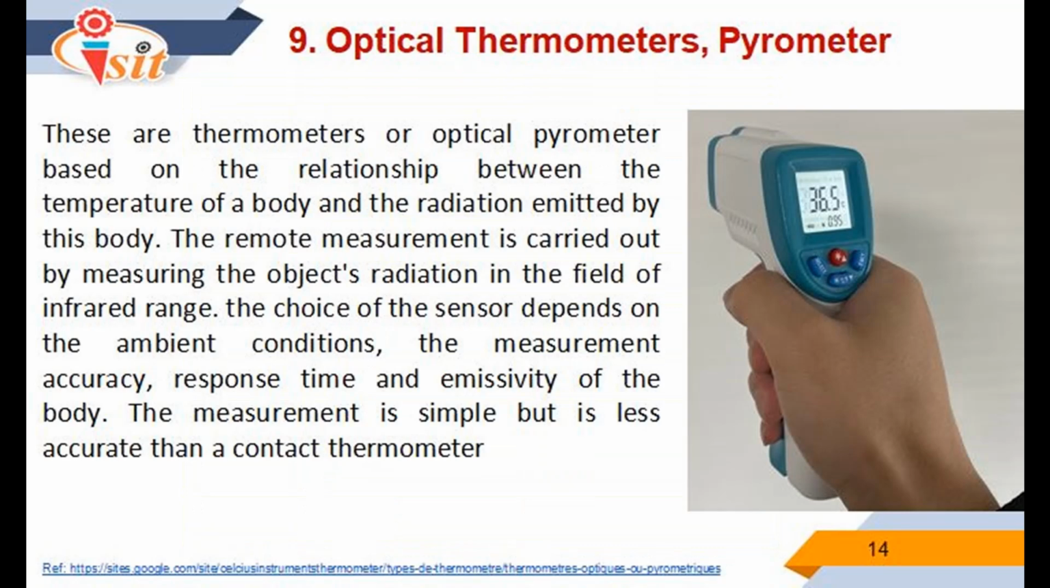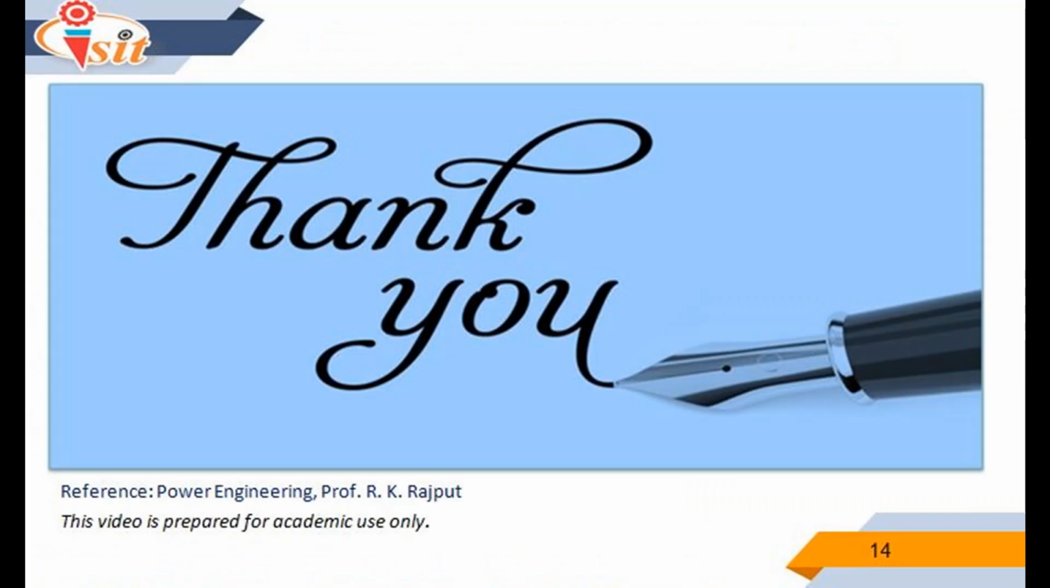Next one is the optical thermometer or pyrometer. These are thermometers or optical pyrometers based on the relationship between the temperature of a body and the radiation emitted by this body. The remote measurement is carried out by measuring the object radiation in the infrared range. The choice of the sensor depends upon the ambient condition, the measurement accuracy, response time and emissivity of the body. The measurement is simple but it is less accurate than a thermometer.